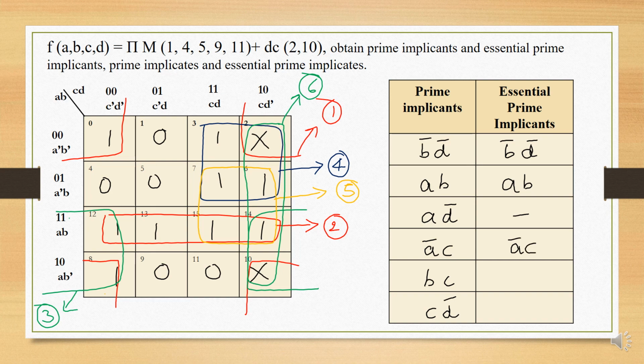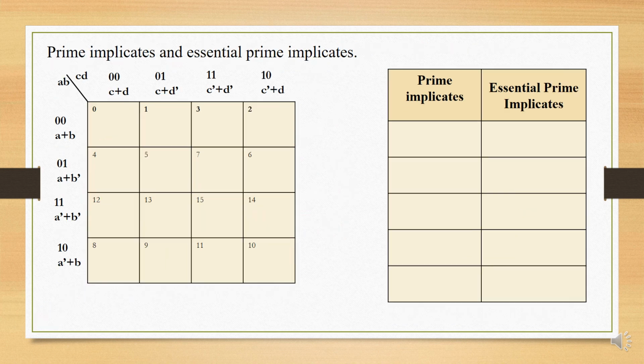Then there is group number 5. Group number 5 does not have a logic 1 which is covered by only one group. Therefore, this is not an essential prime implicant. The last one is group number 6, which has only two logic 1s that are not covered by a single group. Therefore, this is also not considered as an essential prime implicant.